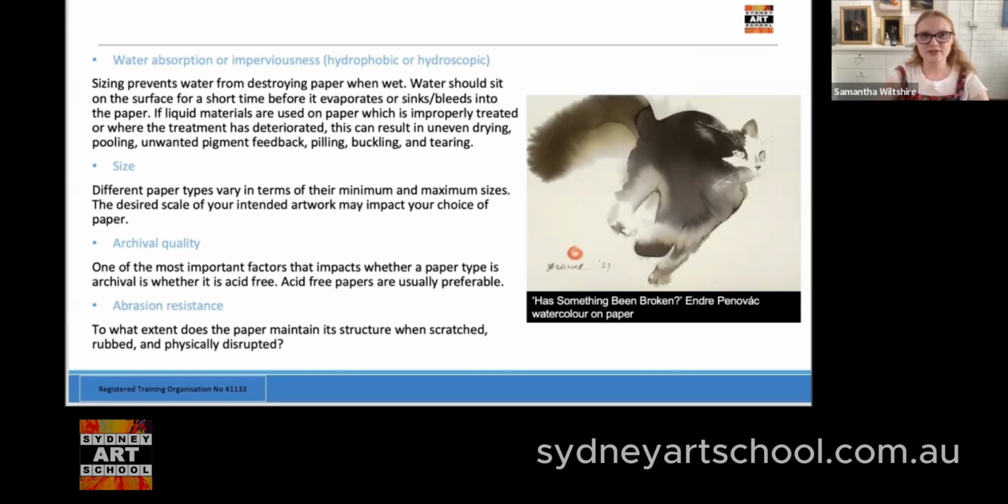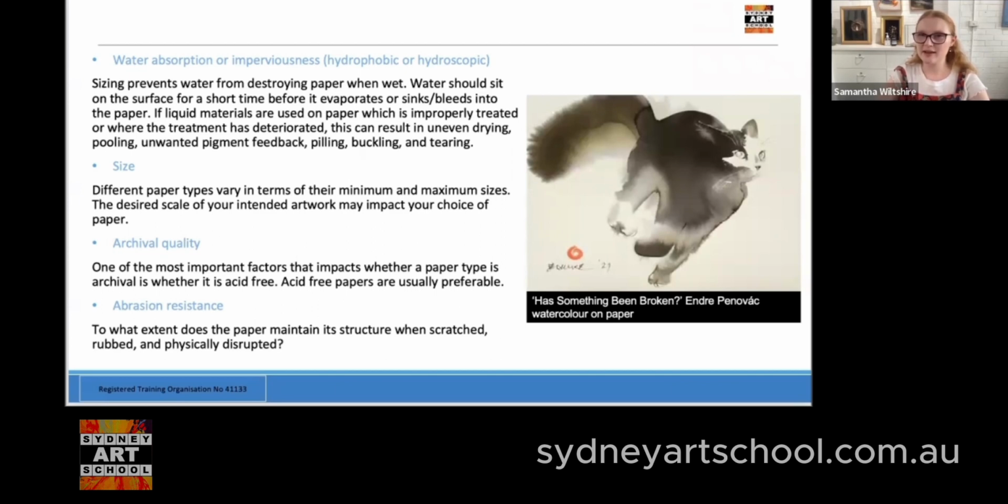Water should sit on the surface of your page for a short time before it either evaporates or sinks or bleeds into the paper surface. If liquid materials are used on paper which is either improperly treated or maybe that treatment has deteriorated or been damaged over time, what can happen is we can get uneven drying, pooling, we can get unwanted pigment feedback, which is another way of saying some funky paranormal activity with our color, maybe unexpected colors or pigments behaving in ways we weren't anticipating. We can get pilling of our paper, which is when you get those sort of little paper balls that will form on your page.